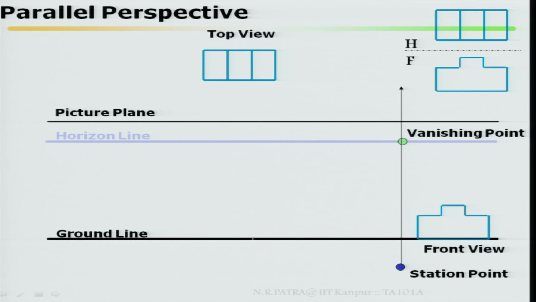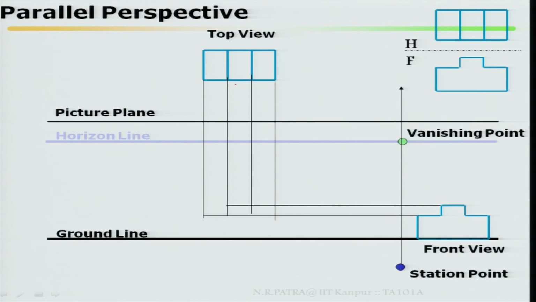So, now from the station point, from the top view, the bottom part you project back so that you can join it. I have joined it back as if it is touching your picture plane. So, this is the true shape I put here. Then after taking it back, rays from the vanishing point connect all the edges, this edge, this edge, this edge, all joined together.